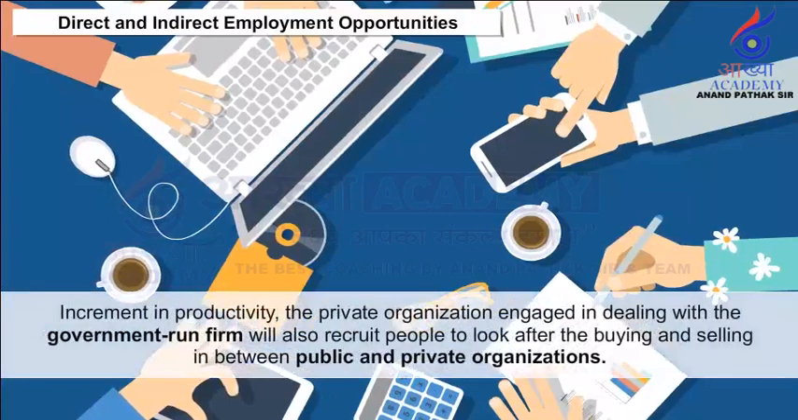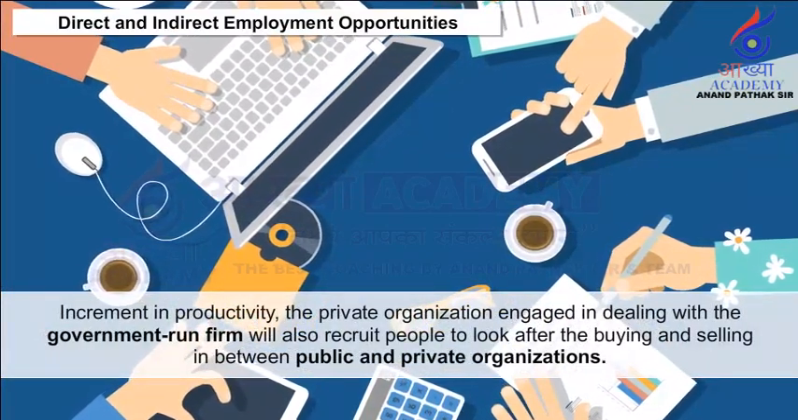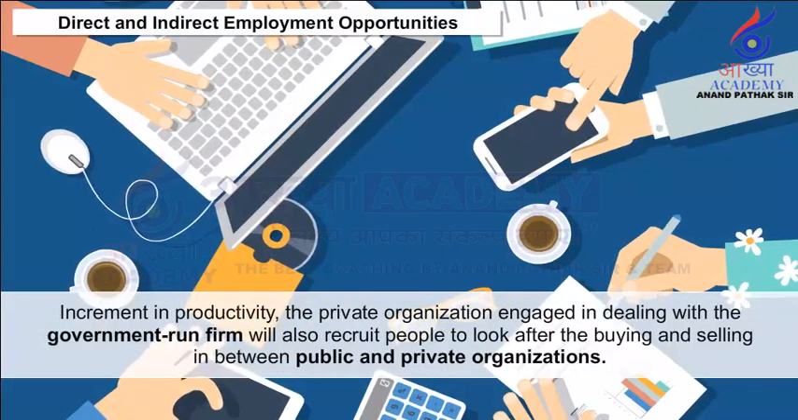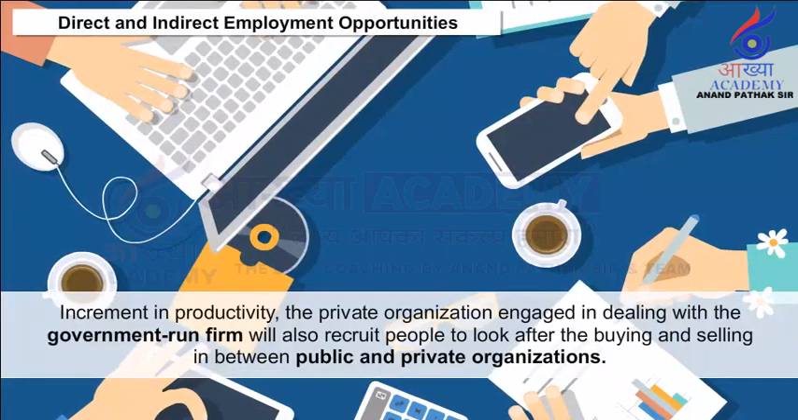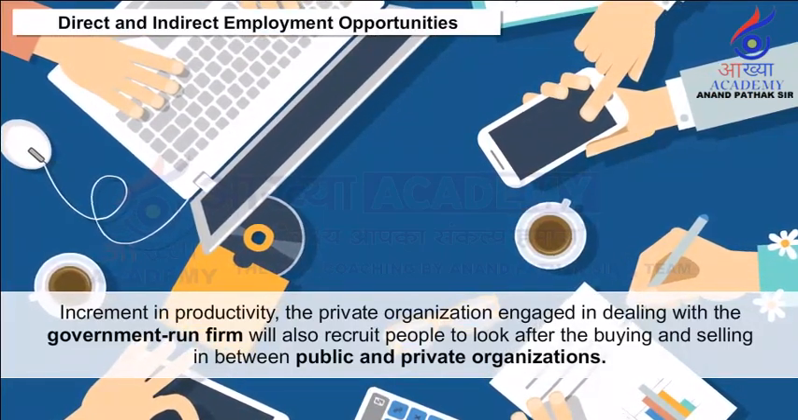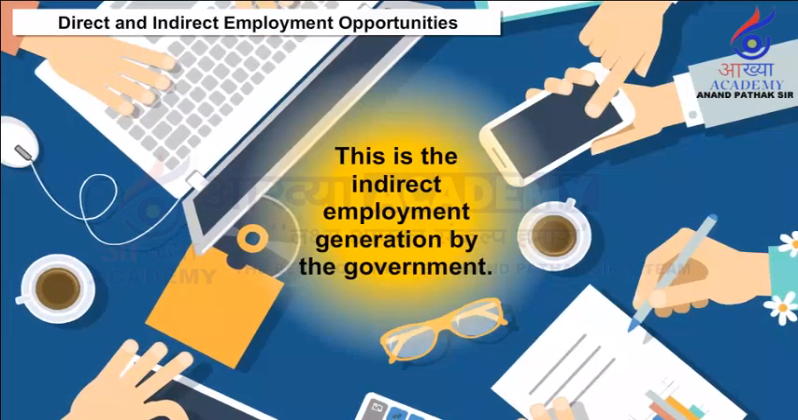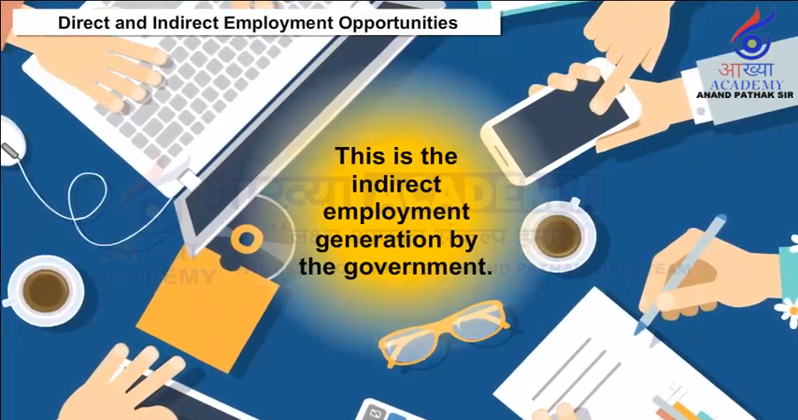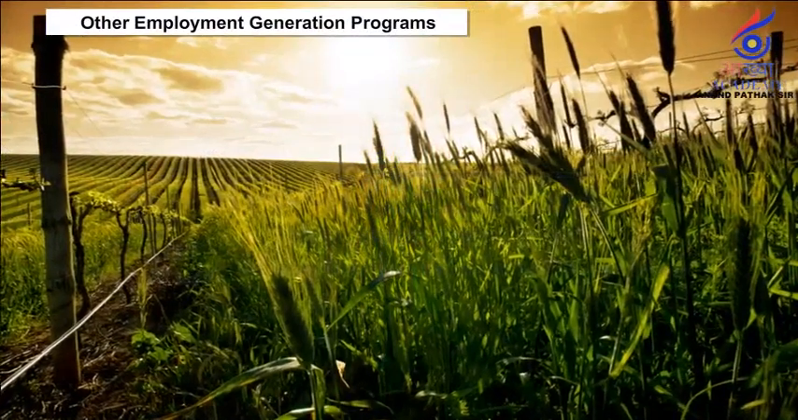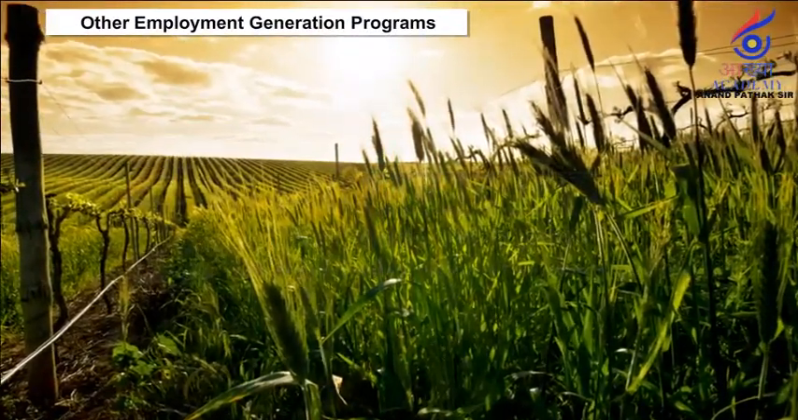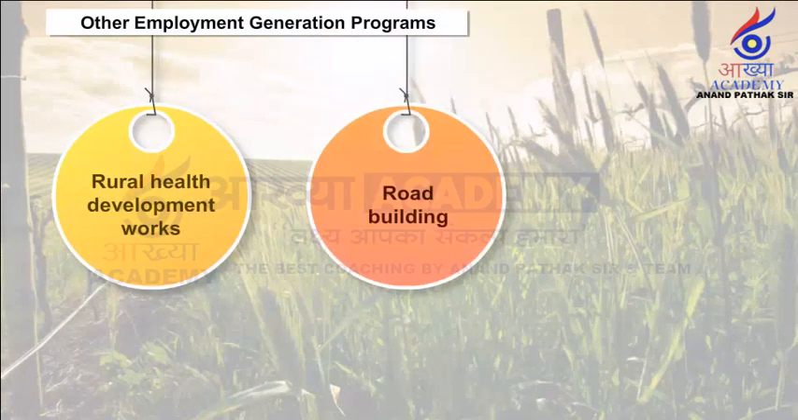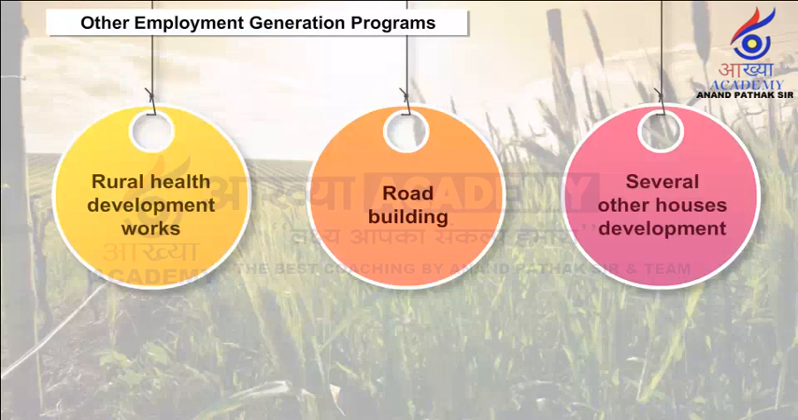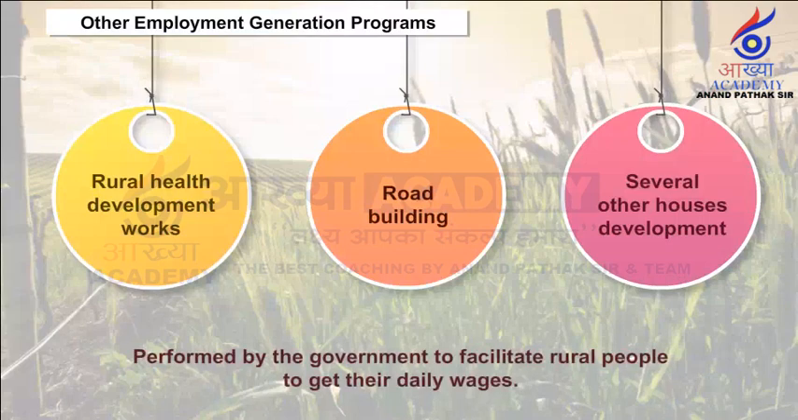Due to this increment in productivity, the private organizations engaged in dealing with the government-run firm will also recruit people to look after the buying and selling between public and private organizations. This is indirect employment generation by the government. Other employment generation programs. In order to help in rural employment generation, rural health development works, road building, and several other housing developments have also been performed by the government to help rural people get their daily wages.